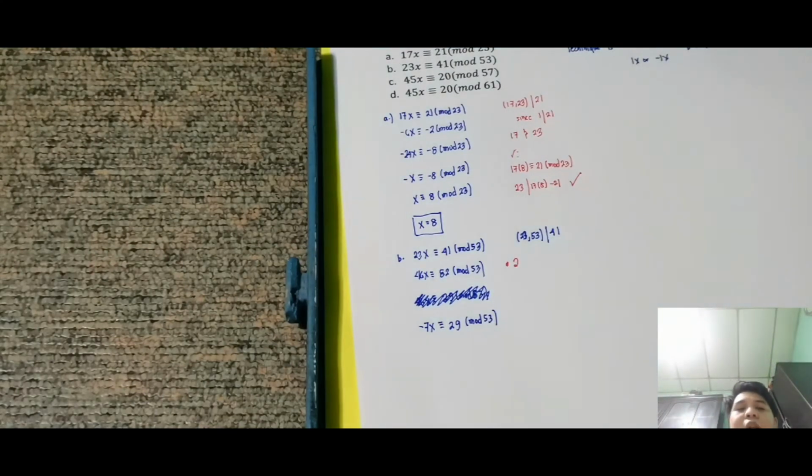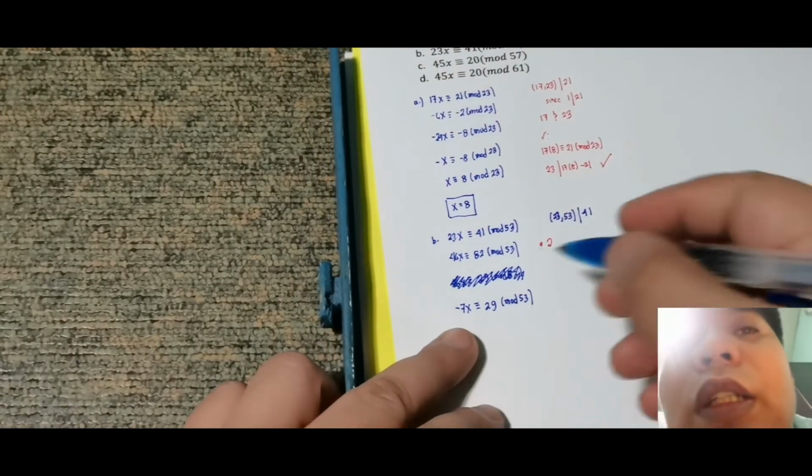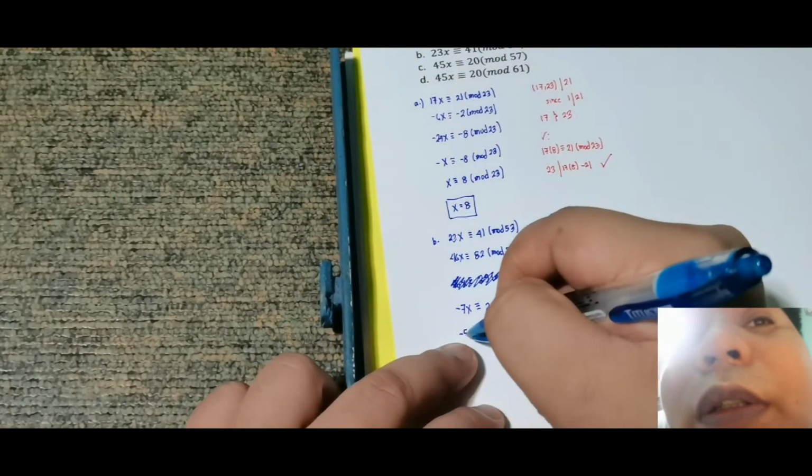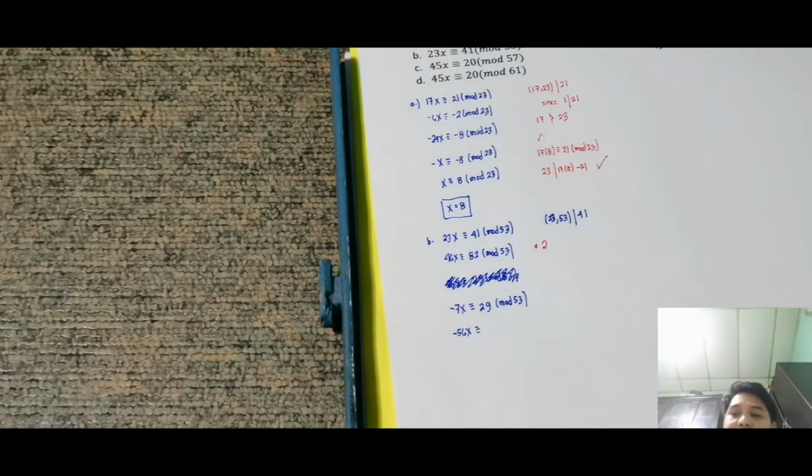Okay, next, what is negative 7 close to? My goal again is 1 or negative 1. So what can I multiply negative 7 by to get close to 53? Sir, I think 8. Right? So, sir, 8. 8 is possible. So what if I multiply this by 8? So multiplied by 8, this is negative 56x congruent to 29 times 8, how much is that?